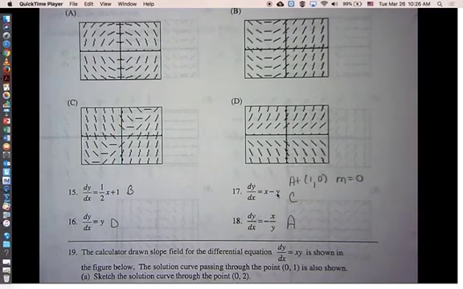When X is 0, the slope is always 1. Oh, it can't be this one because there are some negatives. So I just pick a really easy value, normally 1s and 0s. Okay, so I can figure out what that one is.